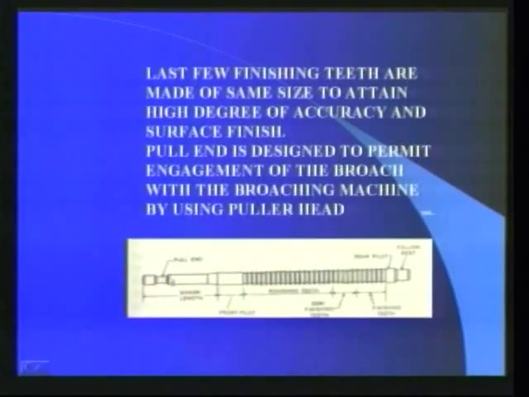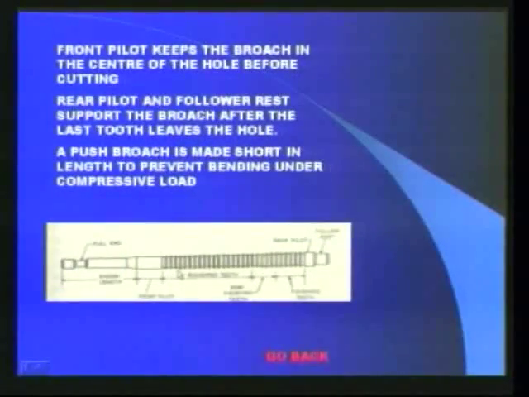This is the pull end. This is the front pilot, which keeps the broach in the center of the hole before cutting. This is the rear pilot, and this is the follower rest, which supports the broach after the last tooth leaves the hole. A push broach is made short in length to prevent bending under compressive load.